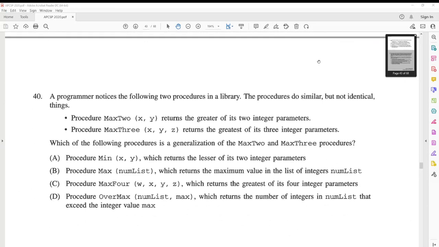Number 40, we have max of 2, which returns the bigger one of the 2. Max of 3 returns the biggest one of the 3. Which is a generalization of this? Generalization of this one is, I would say the generalization should be B.